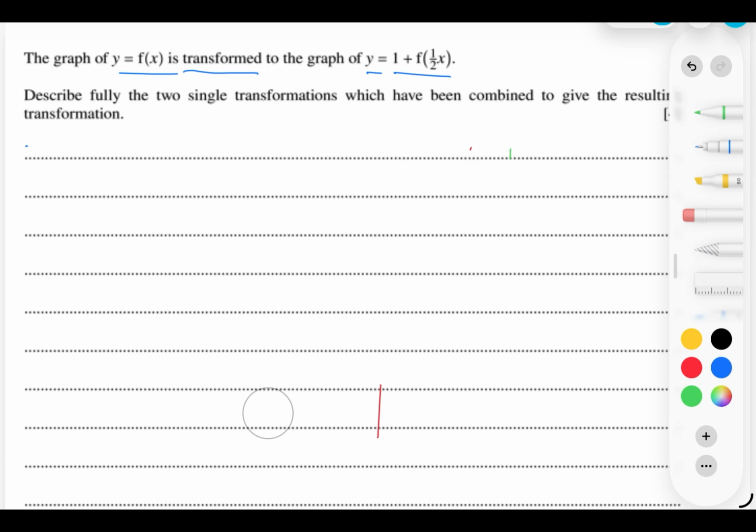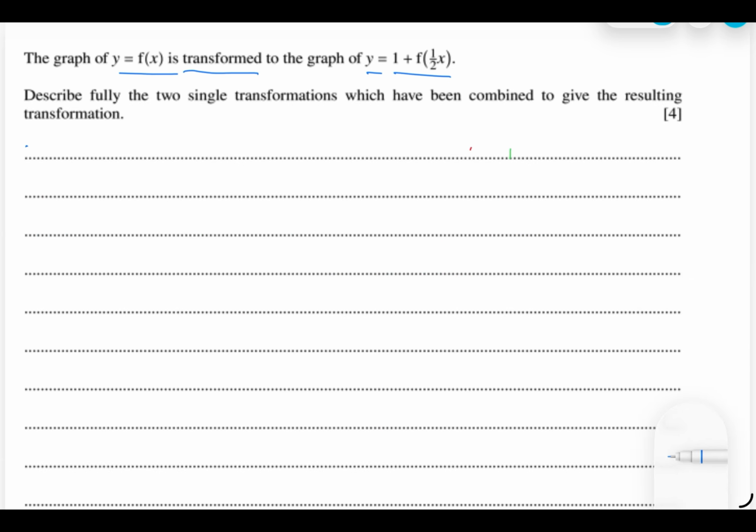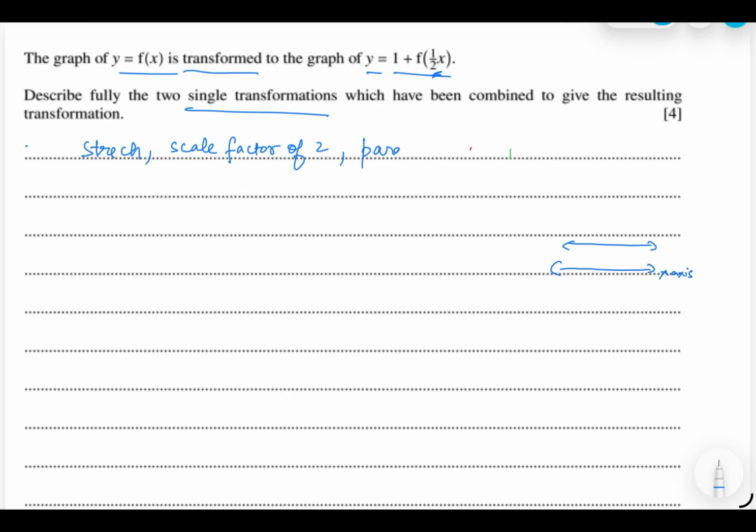All right. Now let's name the two single transformations. The first one is stretch. As you can see, we have a stretch, so I will write stretch. What is the scale factor? Scale factor 2, parallel to the x-axis. We were stretching like this. Horizontal stretch is parallel to the x-axis. Is it or not? Tell me that.